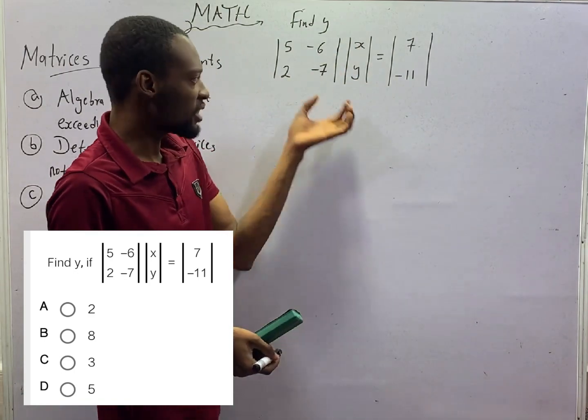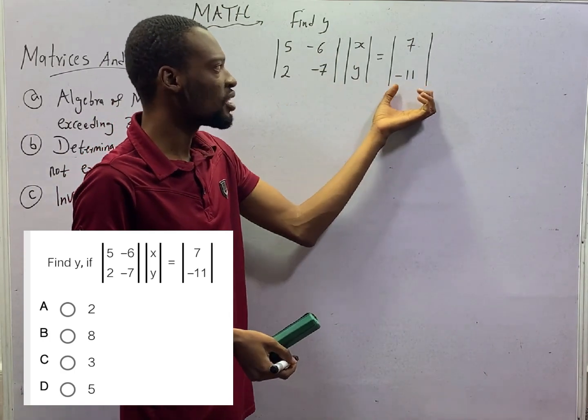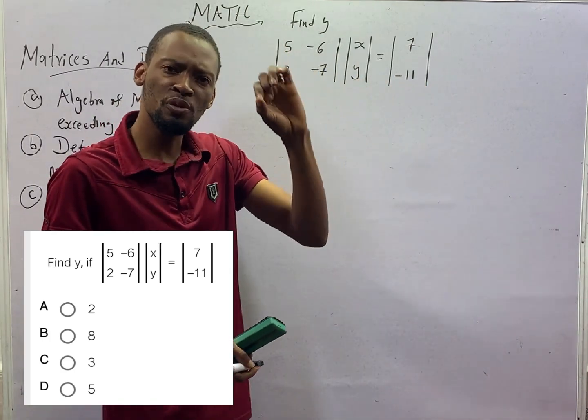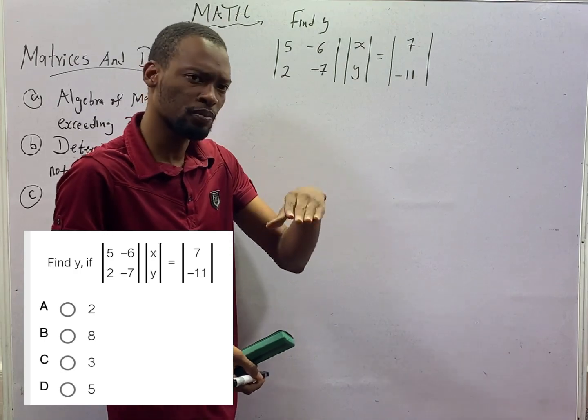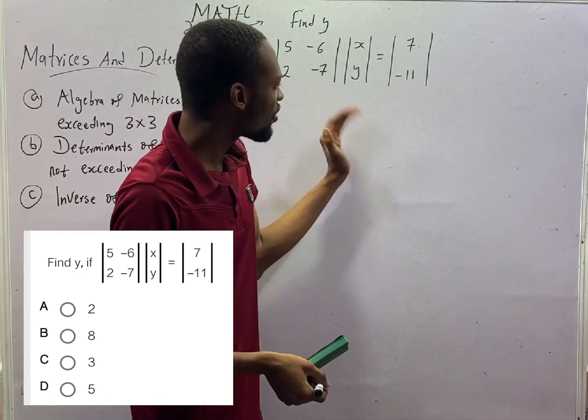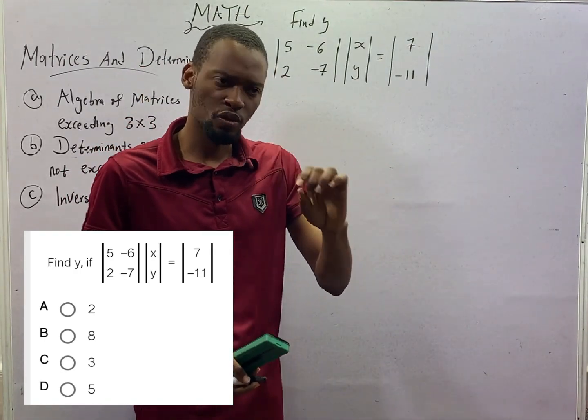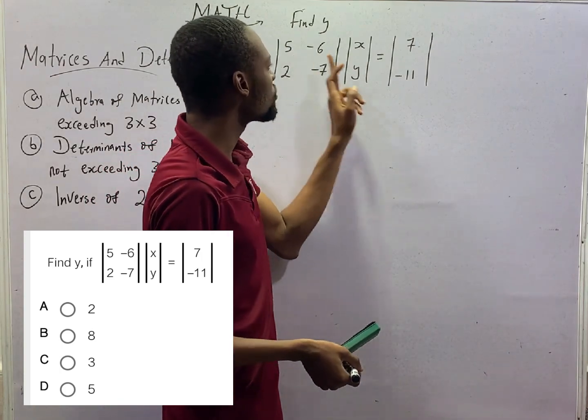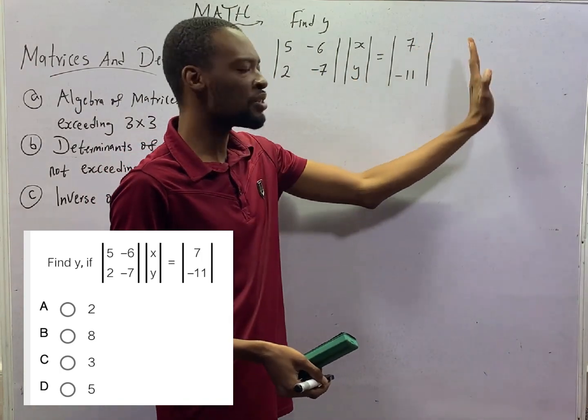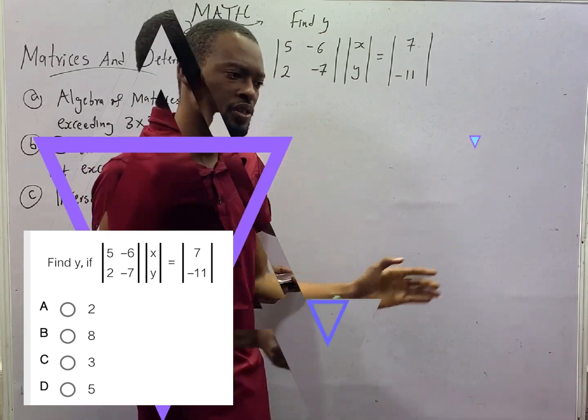When you are given a matrix like this to be equal to this, it will definitely lead to a simultaneous equation. But how do you arrive at the simultaneous equation? You use this matrix to multiply that and you equate it to the second matrix. This is it.